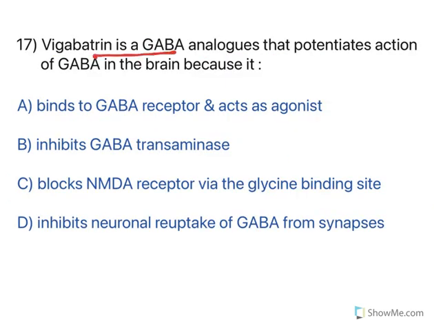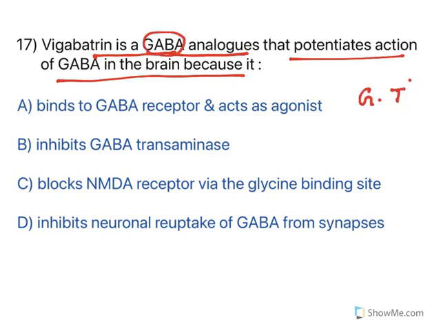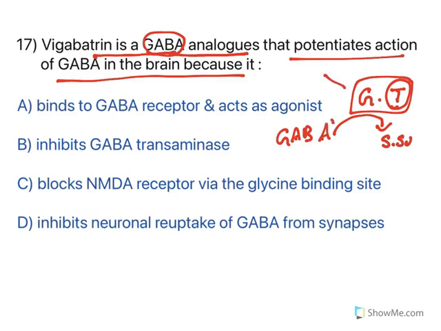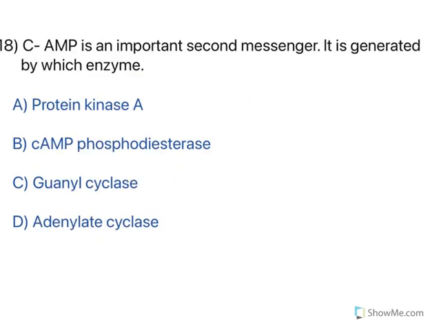Now, Vigabatrin is a GABA analog that potentiates the action of GABA in the brain because of... What happens is Vigabatrin is a GABA analog. It inhibits the GABA transaminase enzyme. The job of GABA transaminase is that GABA is metabolized to succinic semialdehyde. See, the amine is transferred and it is metabolized to succinic aldehyde. So this metabolism is inhibited by Vigabatrin. So what happens? GABA levels are increased. So what is the answer? It inhibits the GABA transaminase enzyme. It is used to treat epilepsy kind of diseases. Moving to the next one.